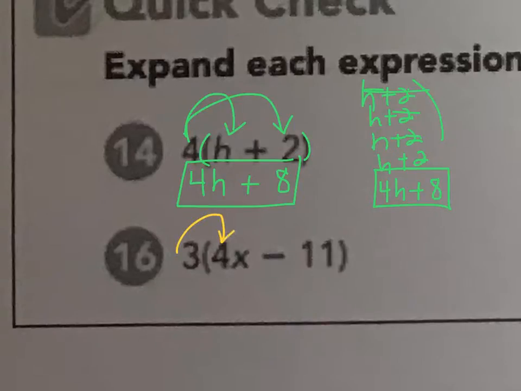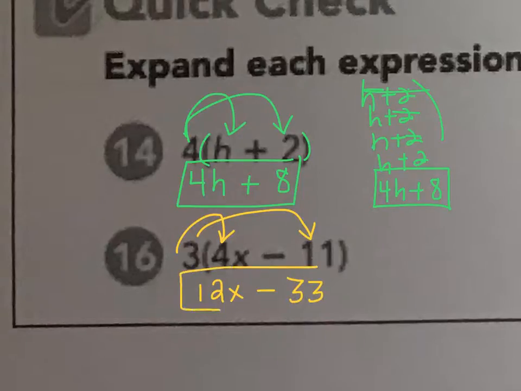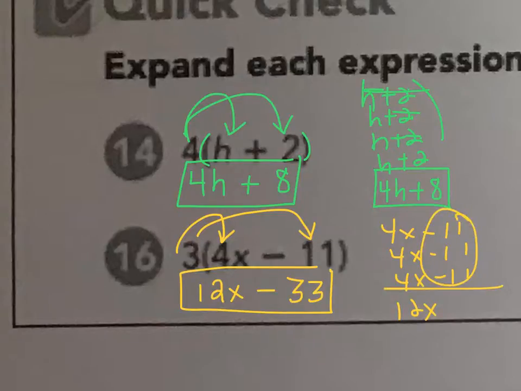3 times 4, 12x, minus 3 times 11, 33. That's how you distribute it to expand it. Or I could do 3 groups of this. This will give me 12x and a negative. I add all those 11s together, negative 33. So that's how you would do it that way.